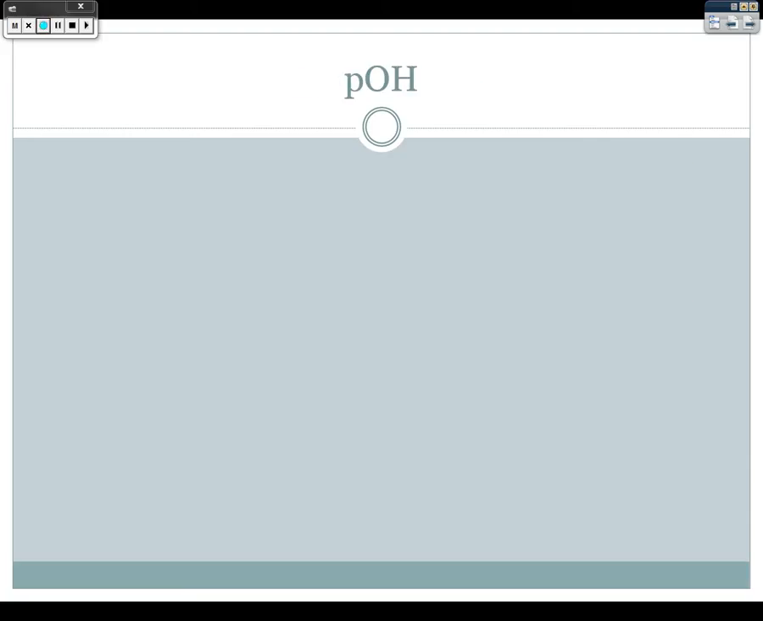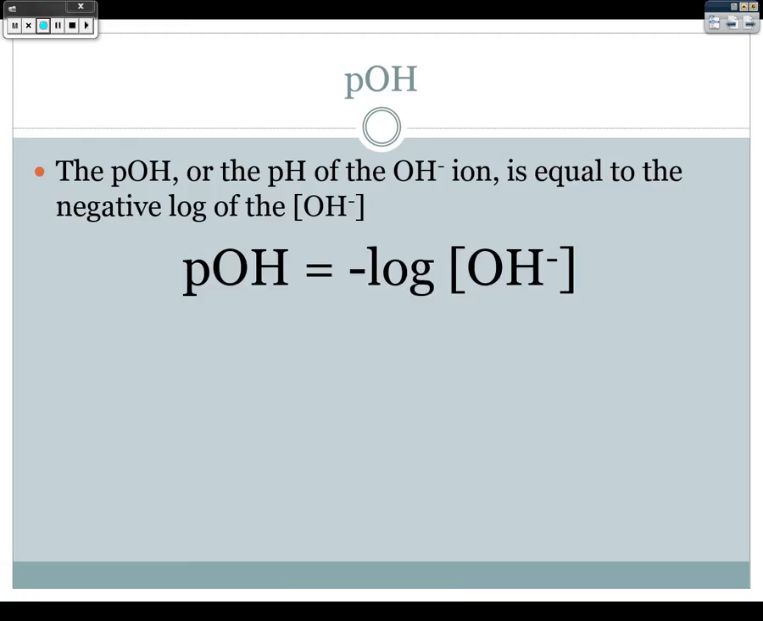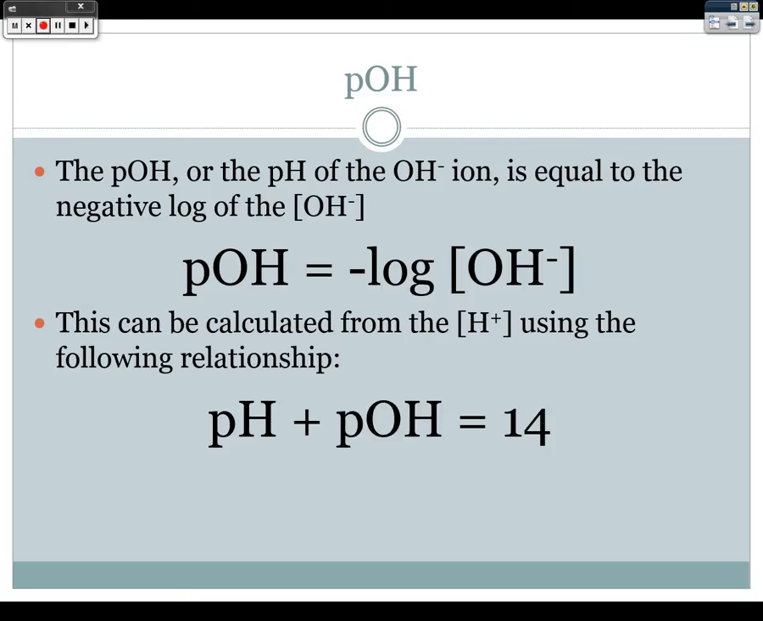So what does that mean about pOH? So pOH, or the pH of the hydroxide ion, is equal to the negative log of the hydroxide ion concentration, just like pH is the negative log of the hydrogen ion concentration. And this can be calculated actually using the hydrogen ion concentration using the following relationship. So if you don't have the hydroxide ion concentration, you can actually use the hydrogen ion concentration, because pH plus pOH is equal to 14. So it's all revolving around this number 14. Or pOH is equal to 14 minus pH.